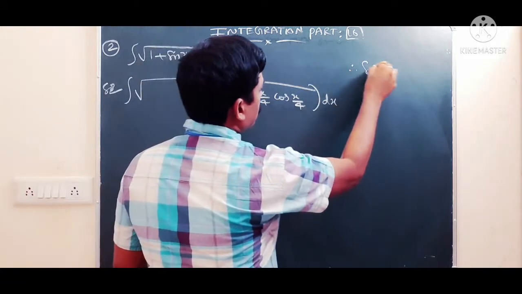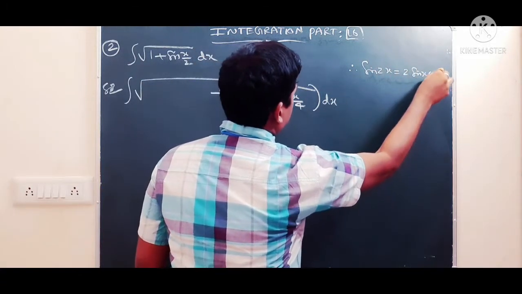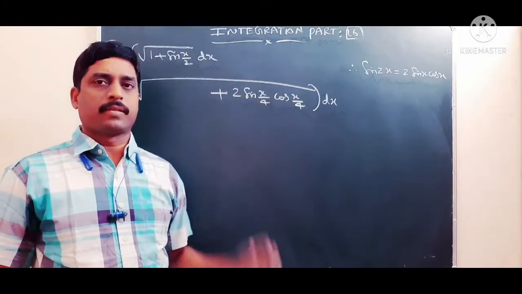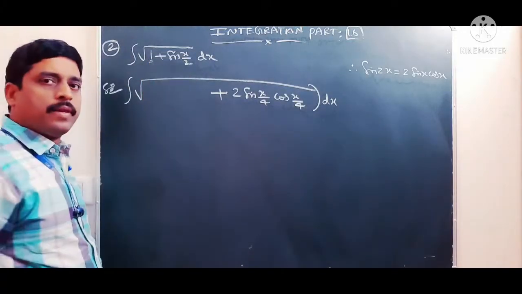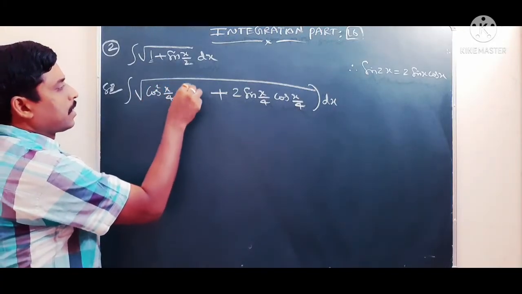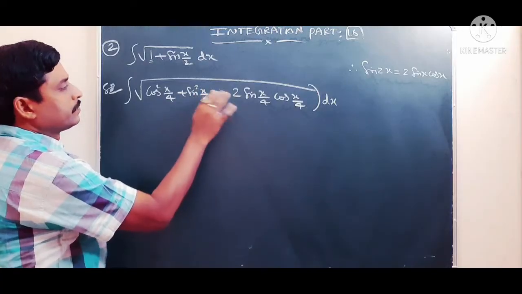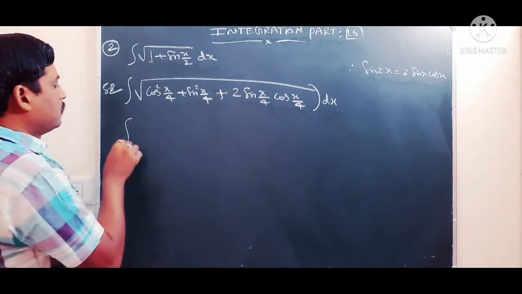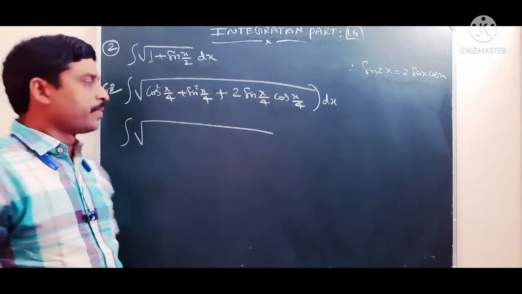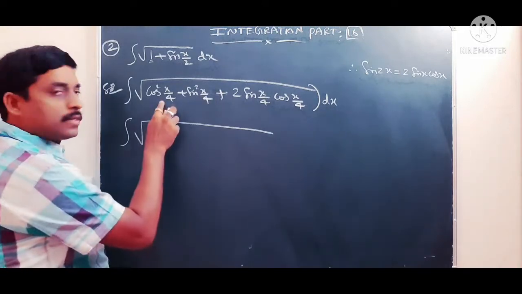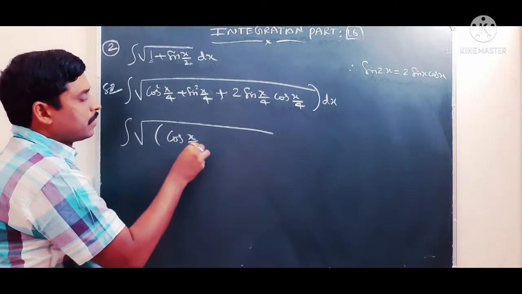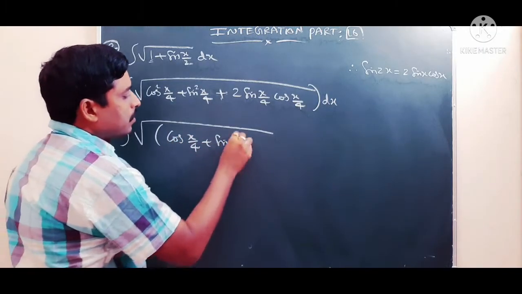We have sin 2x equals 2 sin x cos x. In this sin x by 2, the formula is 2 sin x by 4 cos x by 4. The 1 can be written as cos square x by 4 plus sin square x by 4. Now under the root, using a square plus b square plus 2ab equals a plus b whole square, where a place in cos x by 4 and b place in sin x by 4, so cos x by 4 plus sin x by 4 whole square dx.